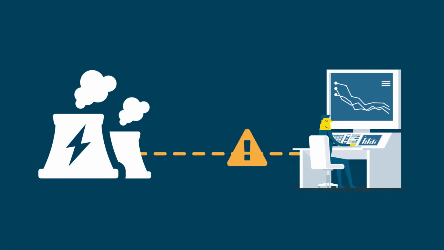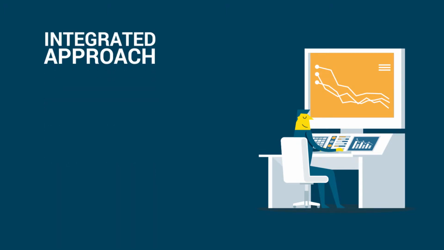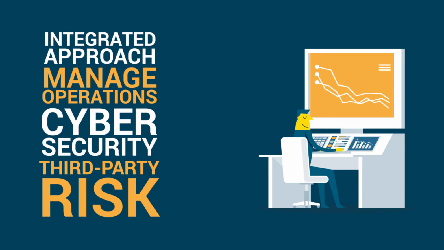BES operators face increasing risks from reliance on third parties and cyber threats. NERC CIP is accounting for the changing landscape by updating the standards and forcing operators to adjust. Operators need an integrated approach to managing operations, cybersecurity, and third-party risk that is agile and scalable.